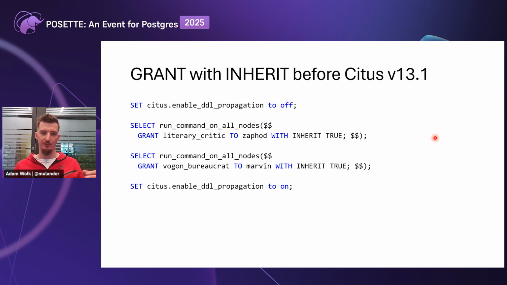In versions before 13.1, if you're doing grant permissions with the inherit option or with the set option, these won't be propagated to all nodes in the cluster. That changes with Citus 13.1. But in previous versions, if you want to use something like this to essentially assign roles, you will need to disable DDL propagation and use the run command on all nodes to execute this command on every node in the cluster. That's just an easy way to do this.